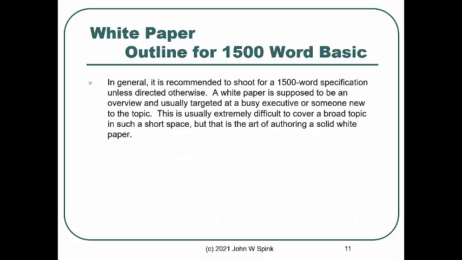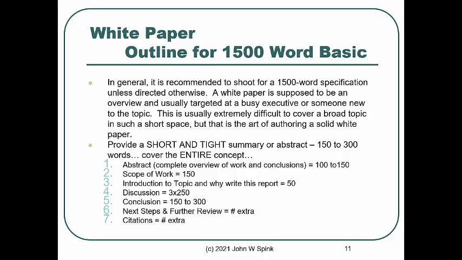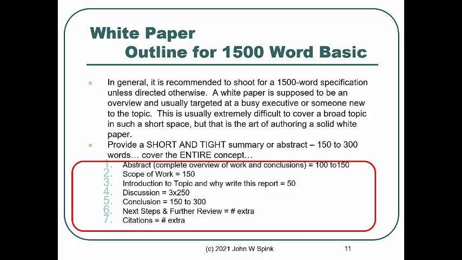So that white paper outline. In general, recommending 1,500 words. So when you look at this, it's to provide a short, tight abstract first, and then that covers the entire topic, and then here's just that basic outline. So if it's 1,500 words, you're looking at the abstract of 100 to 150 words. I like them shorter. If you can cover all the topic in 100, people can read it quickly and understand it. You don't want to have them read pages and pages to understand what you're trying to say. You want to convince them and communicate. Have a scope of work in there at the beginning, why you're doing it, why you were asked to do it. Then the introduction to the topic and why write this report.